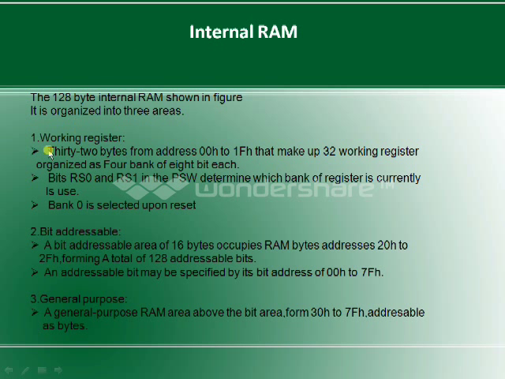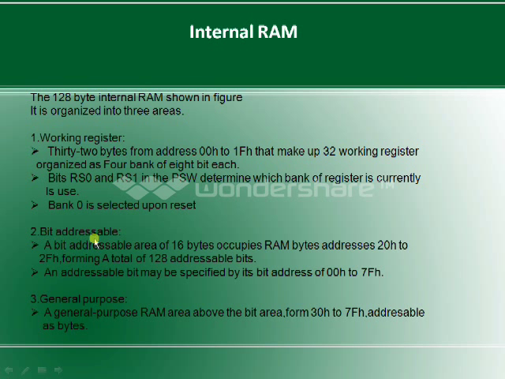As I told you, it is organized in three areas: working registers, bit addressable area, and general purpose RAM. The working registers contain a total of 32 bytes from 00 to 1FH, making up 32 registers, and any of these banks is selected with the help of RS0 and RS1, which are provided in the program status word. By default, bank 0 will be selected.